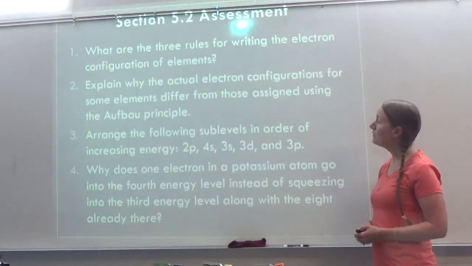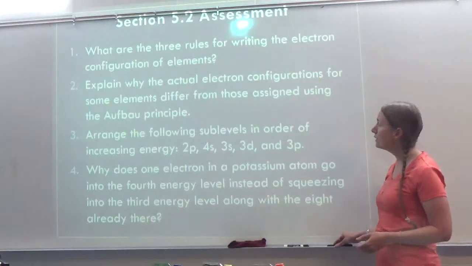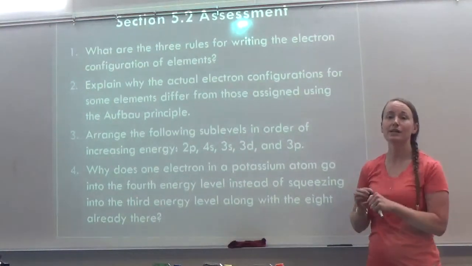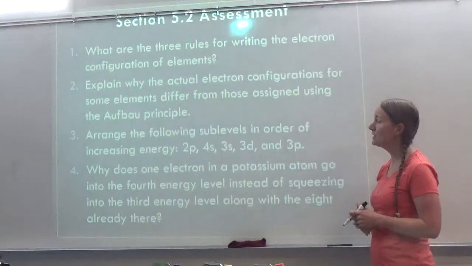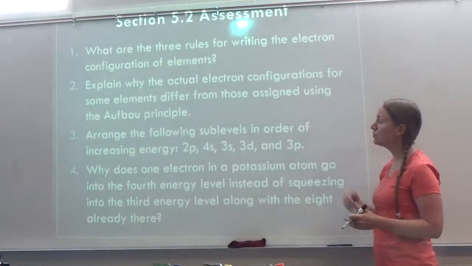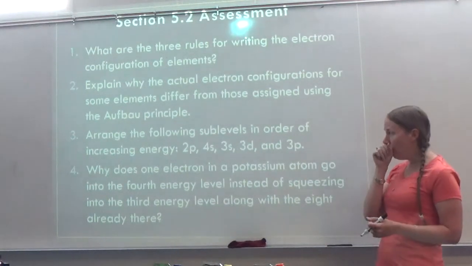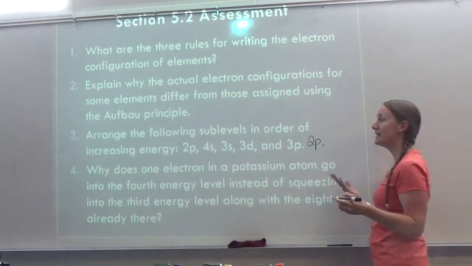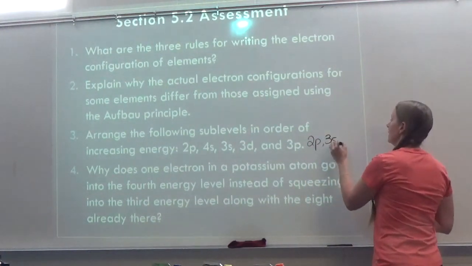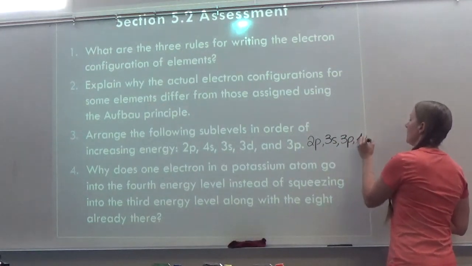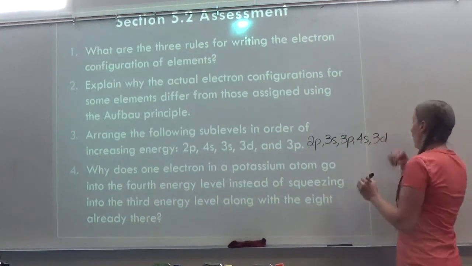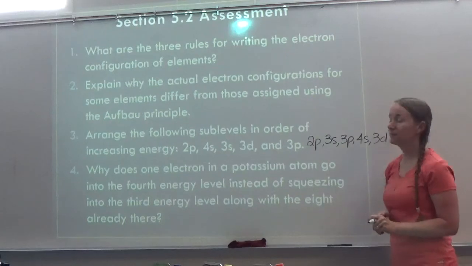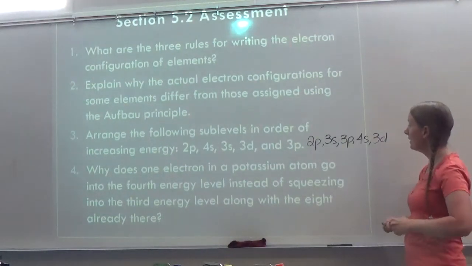Number 3, arrange the following sublevels in order of increasing energy. Well, you know how it goes on the periodic table. We start with 1s, that's not a choice. Next is 2s, that's not a choice. Next is 2p, so there's a choice. Next is 3s, then 3p, then 4s, then 3d. Sorry about that. All right.